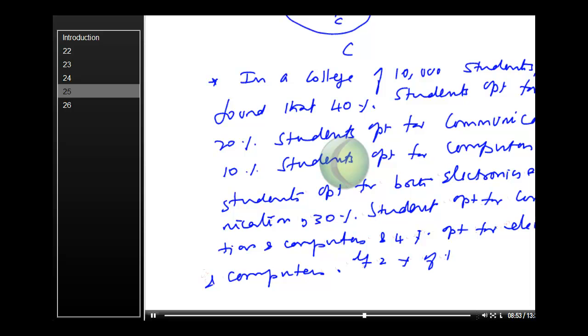If 2% of the students opt for all the three, then the number of students who opt only for electronics is 3,100, 3,300, 2,900, 1,400.